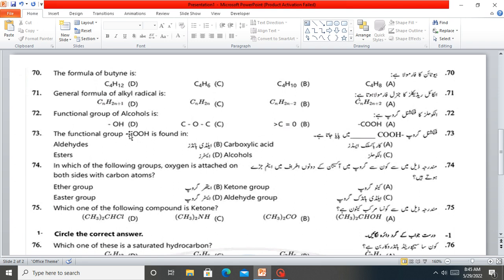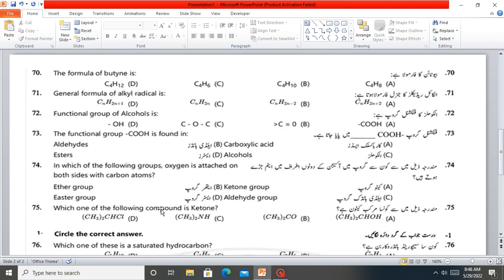The functional group of this is found in which of these? They are found in carboxylic acids. In which of the following groups is oxygen attached on both sides with carbon? So which of these has oxygen attached at both sides with carbon? Is it ether, ester, ketones, or aldehyde? Ethers have oxygen bonded to carbon on both sides. So the answer is ether group.